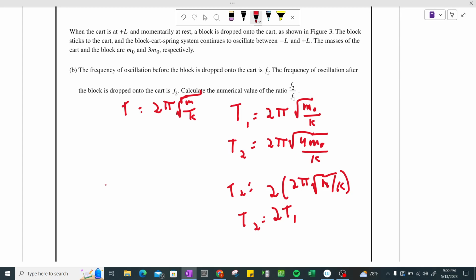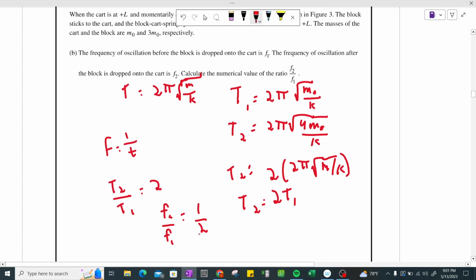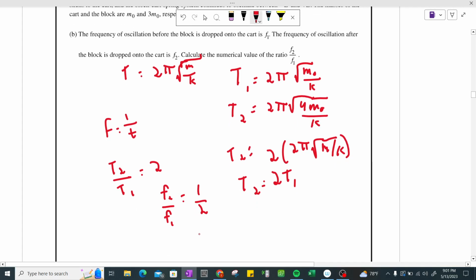Our numerical value then, so I know that my frequency is the inverse of my period. So I could then say that if I know T2 over T1 is equal to, let's see, that'd be a 2, then I could extrapolate that my f2 over f1, since they're both inverses, should be equal to 1/2. Basically, the frequency being the 1 over time unit, it's going to make it where it should flip.